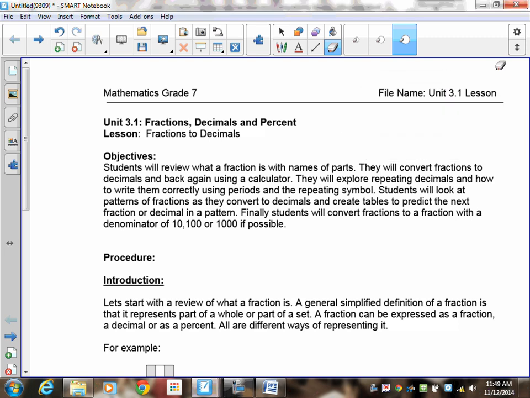Welcome to lesson 3.1. 3.1 is dealing with fractions. So we're going to be working with how to convert fractions to decimals.